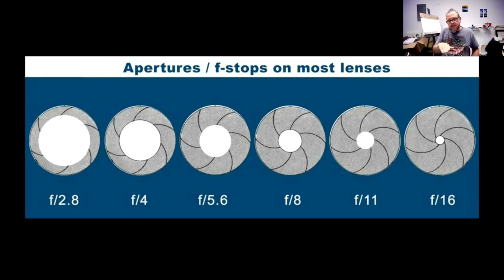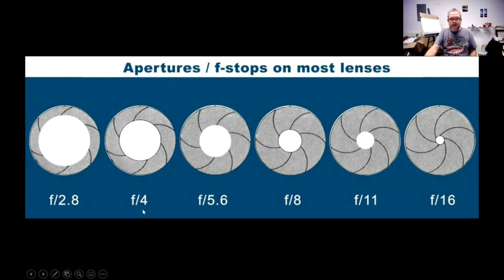In the aperture, each of these is roughly half the one before it. So an f2.8 cut in half is roughly an f4. Cut in half is roughly a 5.6. Cut in half is, right? Each one is doubling or halving the light that you would get from the one before or after it. Right? So you're going to get twice as much light with a 2.8 as you would with an f4.